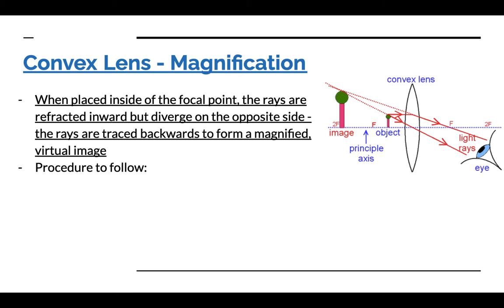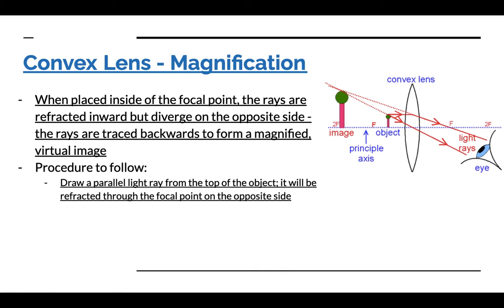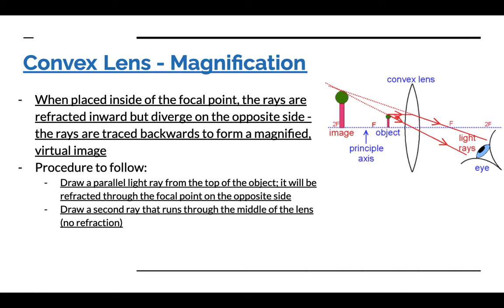So here's our procedure to follow, okay, in order to determine what this magnified image will look like. It's the exact same procedure as before, except with one additional caveat. We're going to start off again by drawing a parallel light ray that gets bent through the focal point on the other side of our lens. And then we're going to draw a second light ray that goes straight through the middle of our convex lens, all right, and is not bent at all. We can see right here these two light rays are going to diverge, so they're not going to intersect.